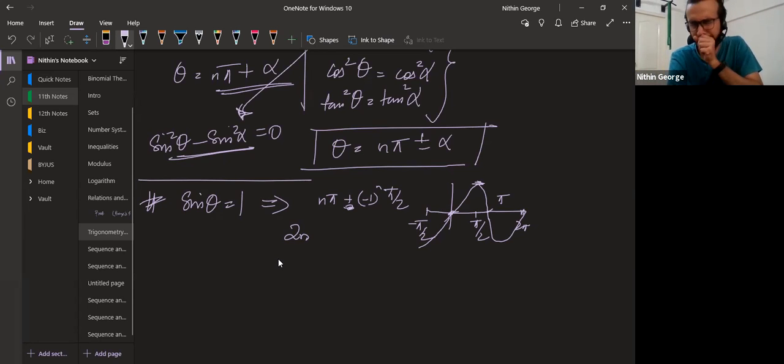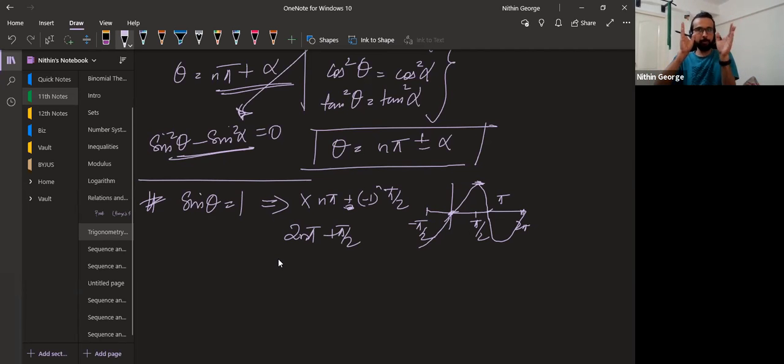So it's not like this is wrong, n pi plus minus 1 power n pi by 2. Because when you put an even multiple of pi, like 0, it becomes plus pi by 2. If you take an odd multiple of pi, then you get pi minus pi by 2, which is pi by 2 itself. So you're getting pi by 2 twice. To avoid that redundancy, it doesn't really matter, but this is one way of looking at it. So you just write it as 2n pi plus pi by 2.